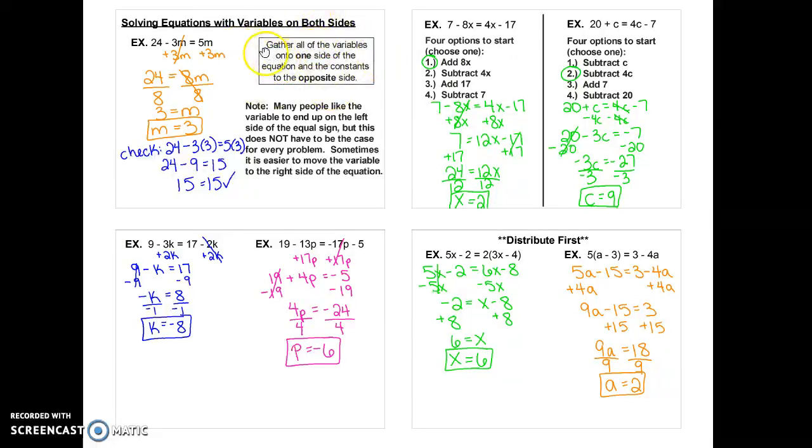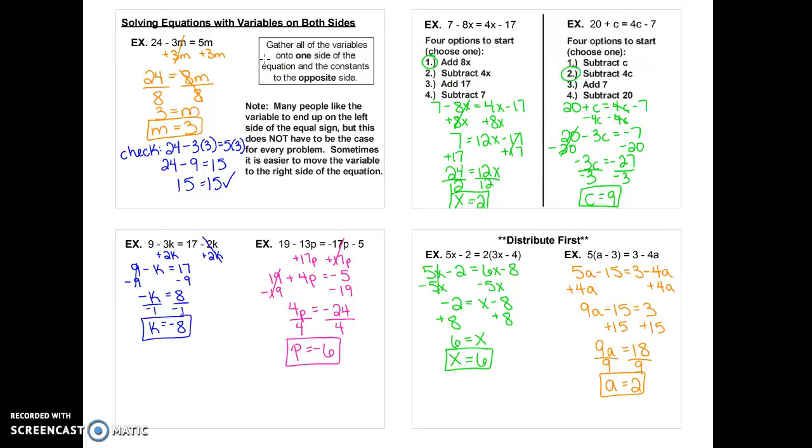You want to gather all of the variables onto one side of the equation. Okay, so either the left side of the equal sign or on the right side of the equal sign. And then the constants, which is your numbers, need to then be on the opposite side. Okay, so that's your goal, is to gather all the variables on one side and all of the constants on the other.